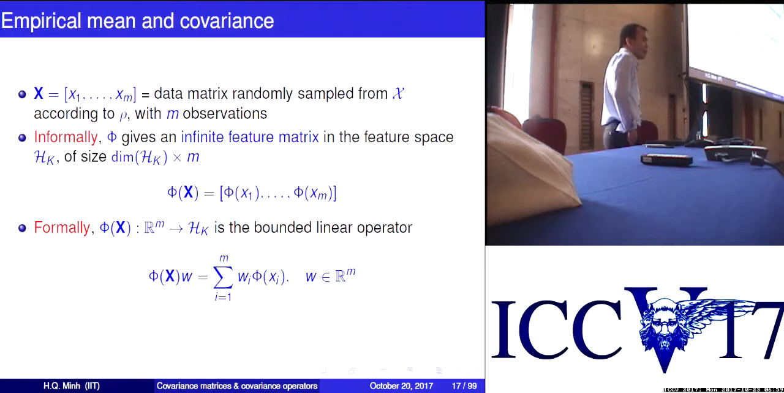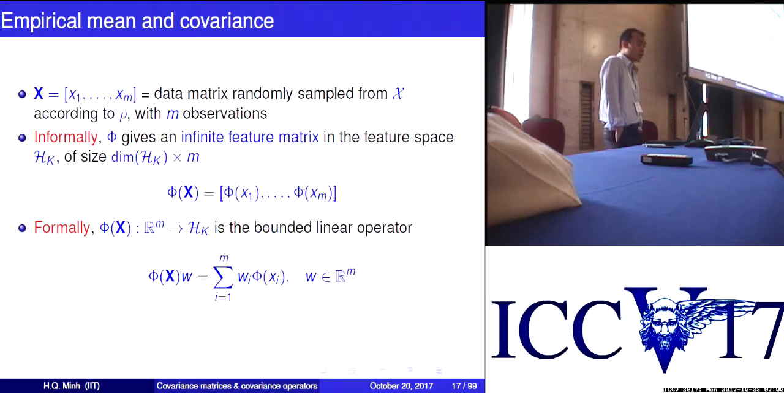We want to compute the empirical mean and the empirical covariance matrix. If we have a data matrix as before, with m observations sampled from the probability distribution rho, and we have the map phi, then informally we can think of an infinite feature matrix, phi(x), whose columns are just phi(x1) up to phi(xm). So it has m columns, and you can think of the size of each column as the dimension of the space H_K. This is an informal viewpoint, but you can think about it in this way.